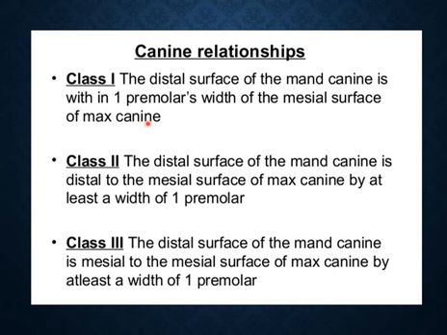In the Class 2 canine relation, there is an abnormal canine relation in which the lower canine is more backward than in the normal canine relation in occlusion. So the distal surface of the mandibular canine is distal to the mesial surface of the maxillary canine by at least a width of the first premolar. Thus, in the Class 3 canine relation, there is an abnormal canine relation in which the lower canine is more forward than in the normal canine relation. So the distal surface of the mandibular canine is mesial to the mesial surface of the maxillary canine by at least a width of the first premolar.